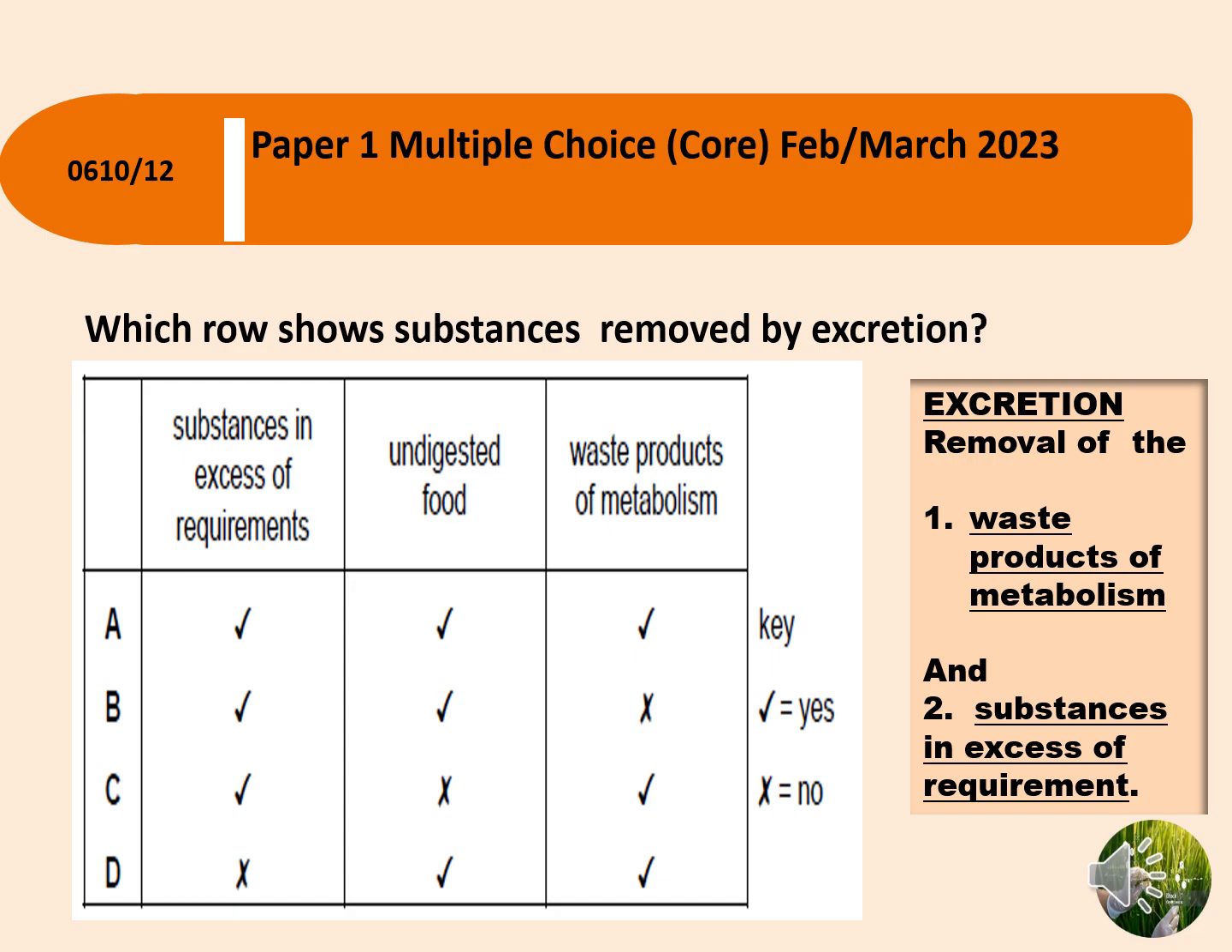And if we take A, B, C, and D, C shows substances in excess of requirements, yes. Undigested food, no. Waste products of metabolism, yes. So C is the answer because undigested food removal is not considered as excretion.